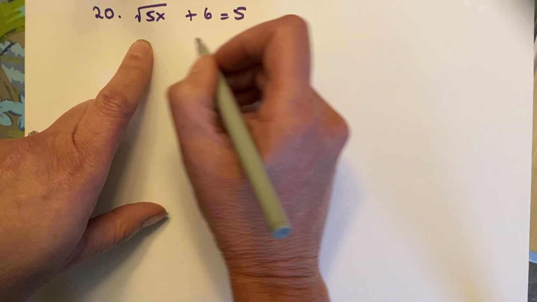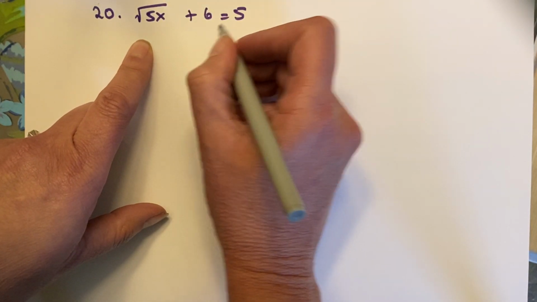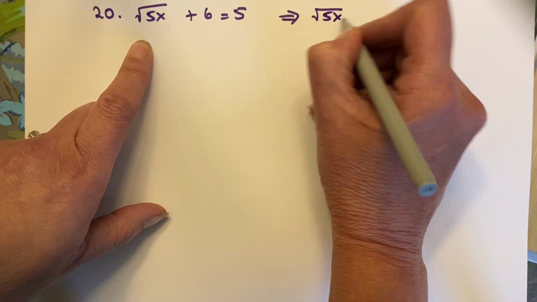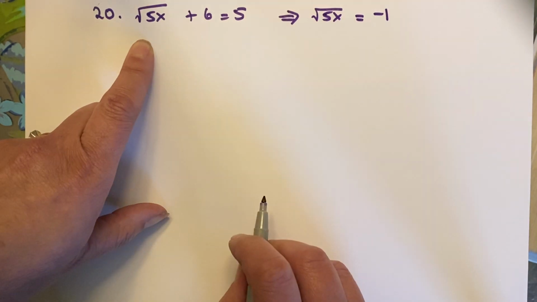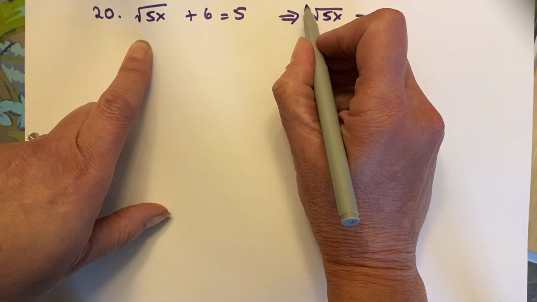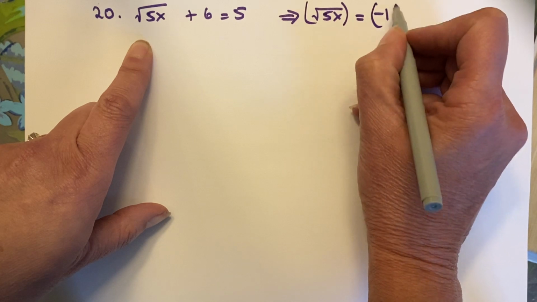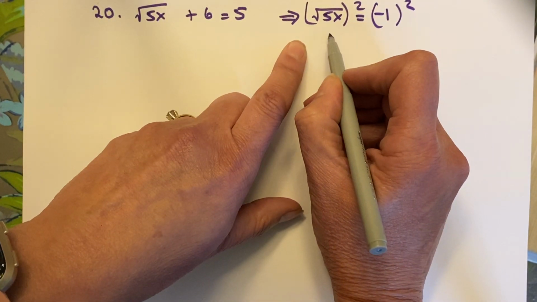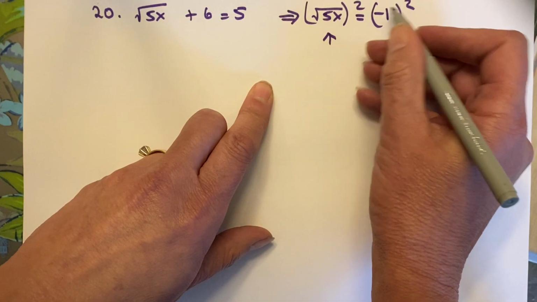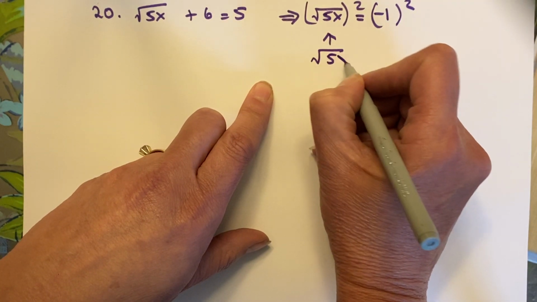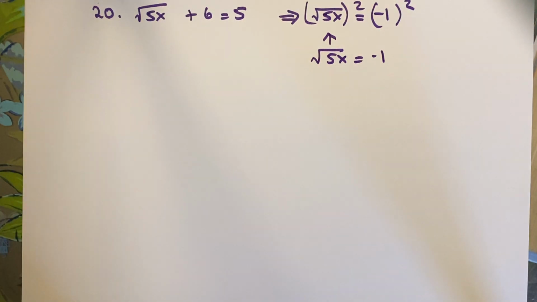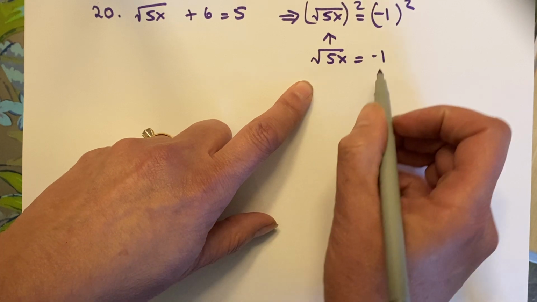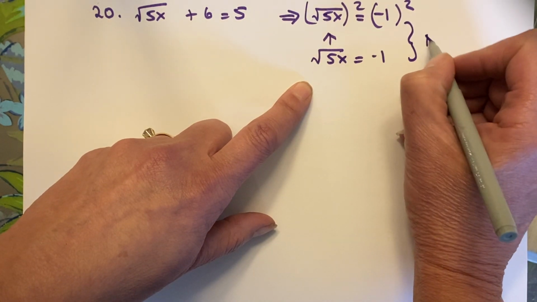Okay, to solve this problem, our first step is to subtract 6 from both sides. And I'm going to end up with the square root of 5x equals negative 1. So I'm going to square both sides. But has anybody noticed what is wrong? I wrote this too soon. The square root of 5x equals negative 1. Is that even possible? Could the square root of anything equal a negative? I could actually stop right here and just say no solution.